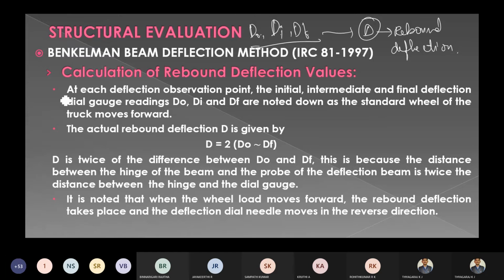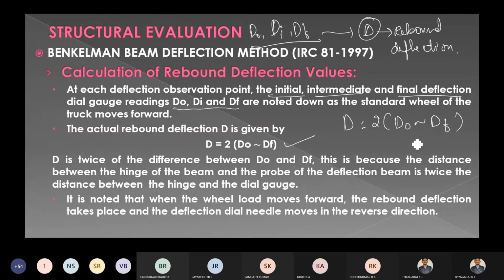It can be calculated using this formula. At each deflection observation point, the initial, intermediate, and final dial gauge readings D naught, DI, and DF are noted down as the standard wheel of the truck moves forward. The actual rebound deflection is given by D equals 2 into the difference of D naught and DF.